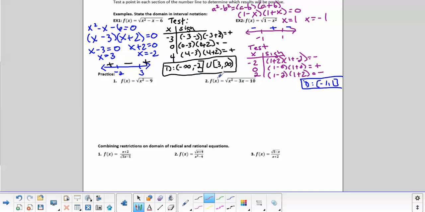Alright, so these are the practice problems. They are similar to examples 1 and 2, so you should pause the video and try them before checking to see if you did it right.